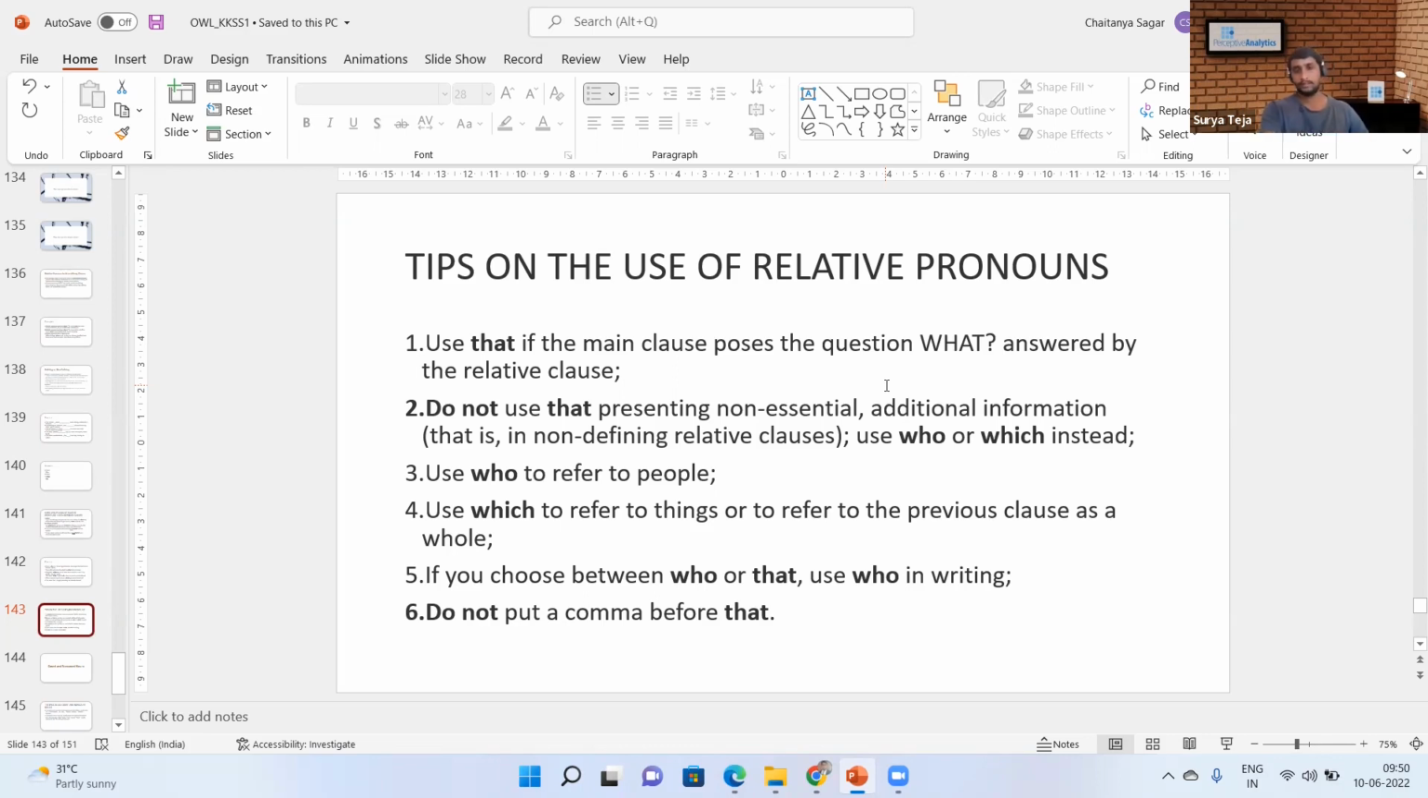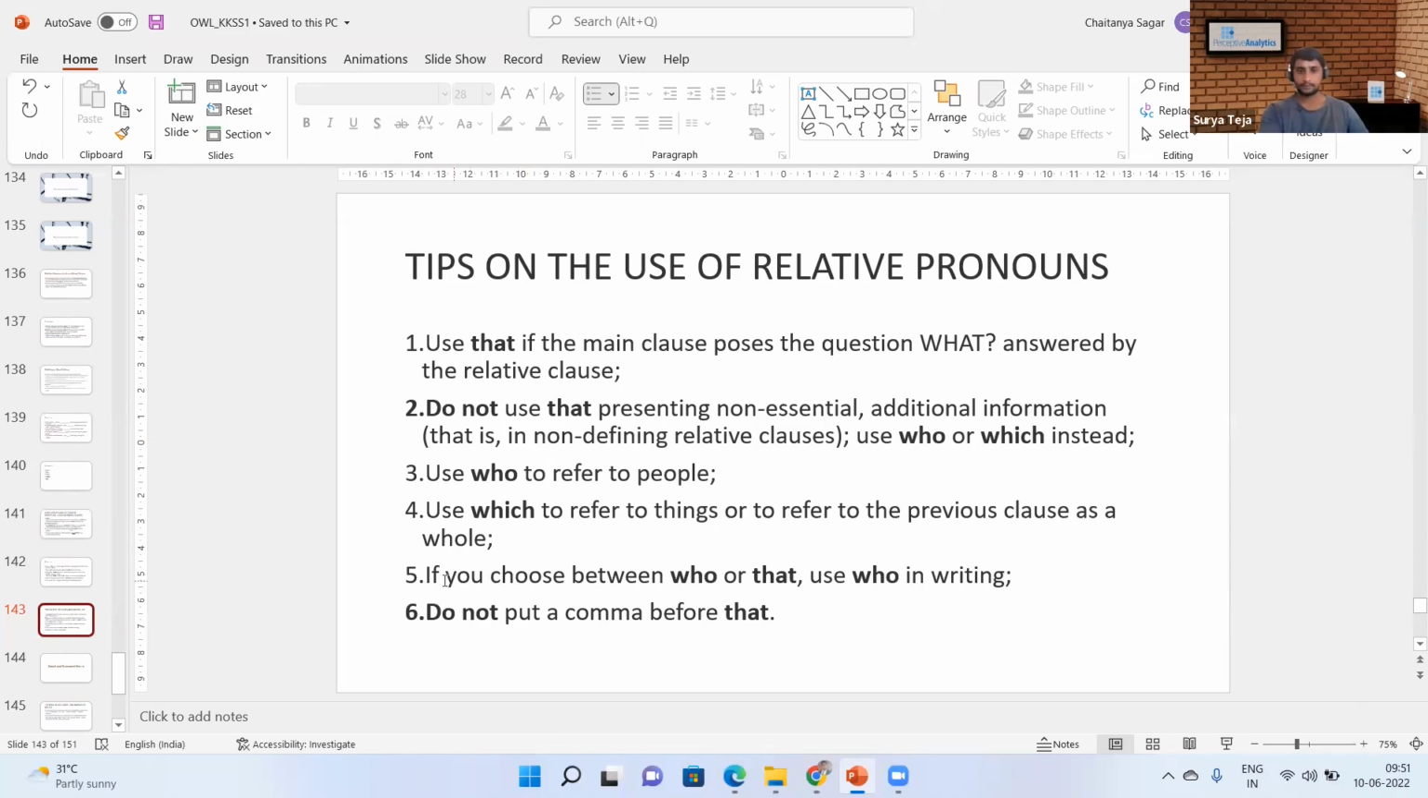Non-essential information, which is the right usage, and that is for defining clauses, which is important, crucial information. And as I mentioned, who or which: in case we are referring to people, we use who. In case we are referring to things, we use which.